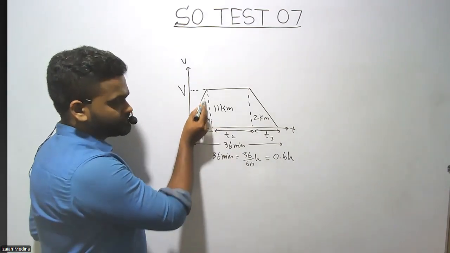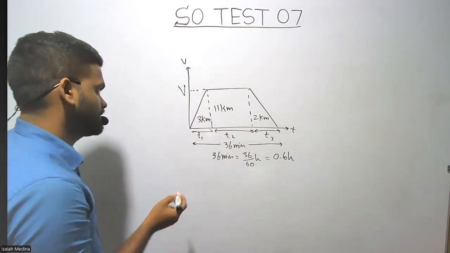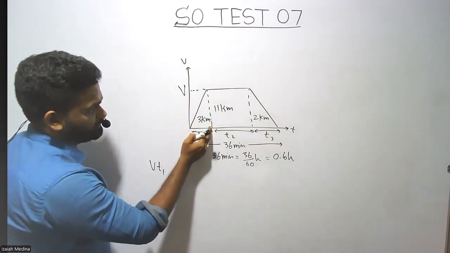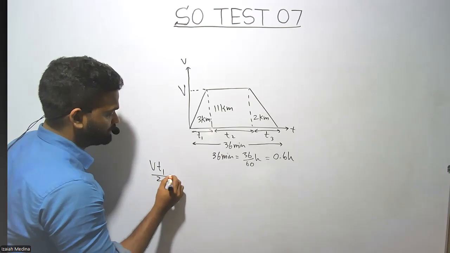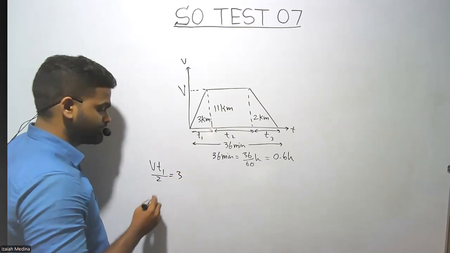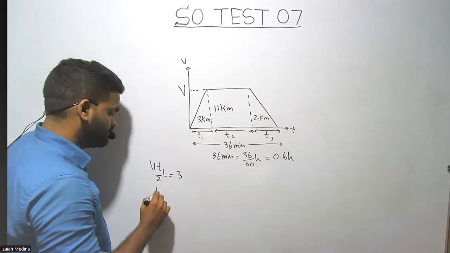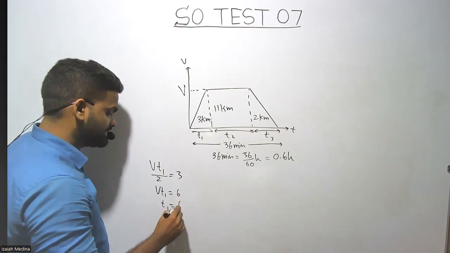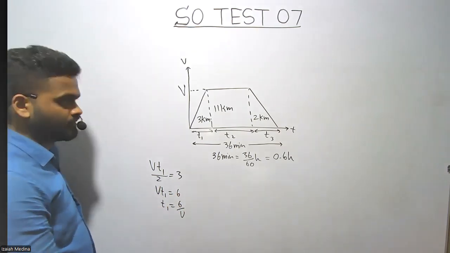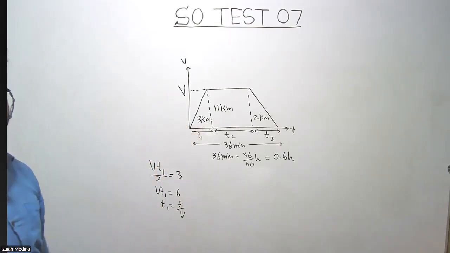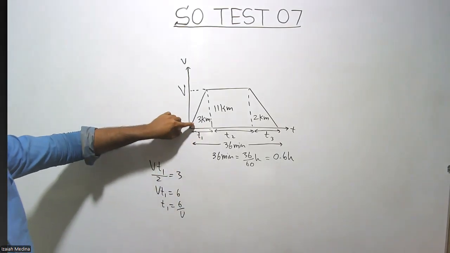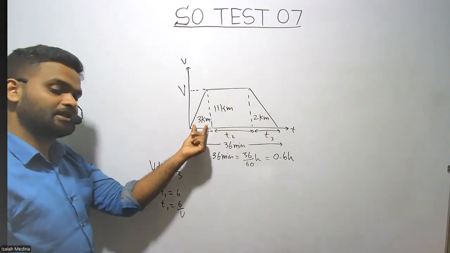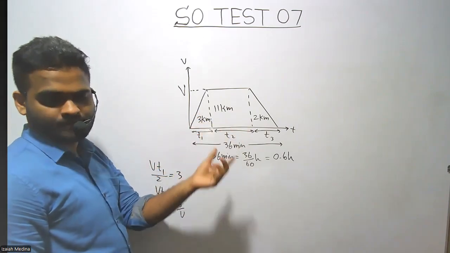So considering this triangle, I can get this one, right? V T1 divided by 2 equals 3 kilometers. So what do we get? V T1 equals 6. T1 equals 6 divided by V, right? Because the area of the VT graph is just displacement, right? Displacement here is 3 kilometers. It is given.